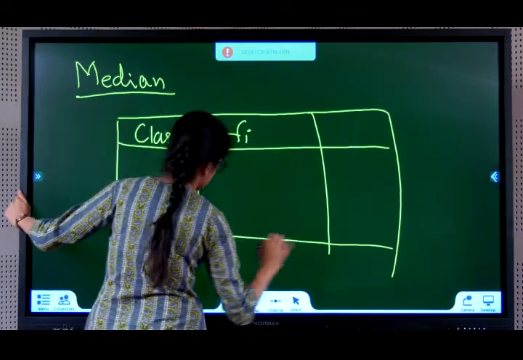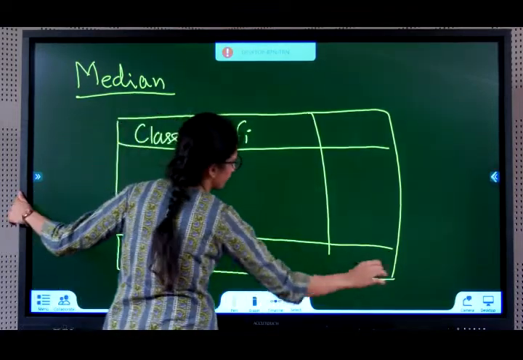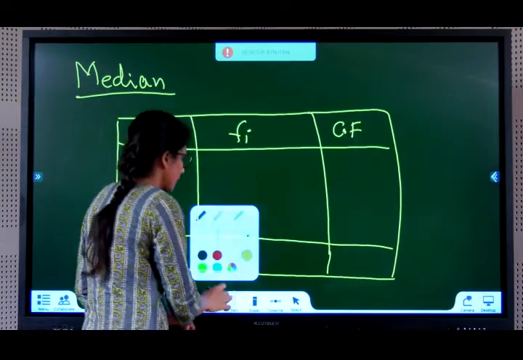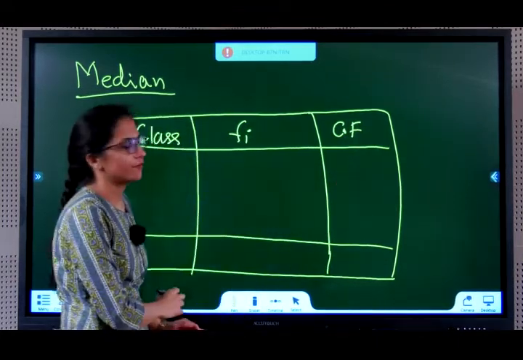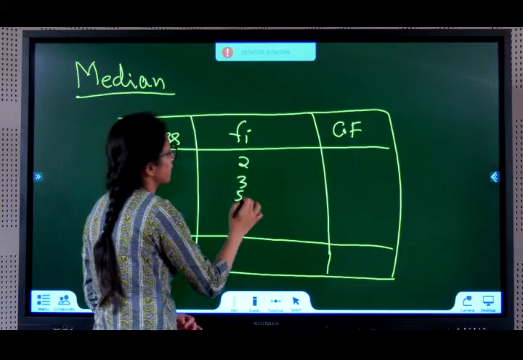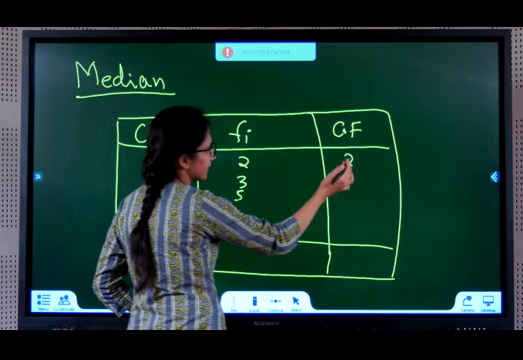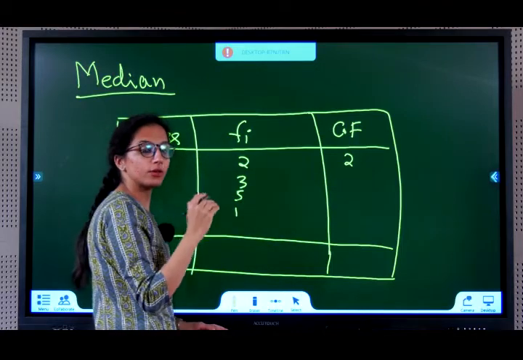We find something called cumulative frequency. This cumulative frequency, how is it found? Let's say the values here are 2, 3, 5, 1. 2 we will write as it is. Cumulative means keep adding and going.